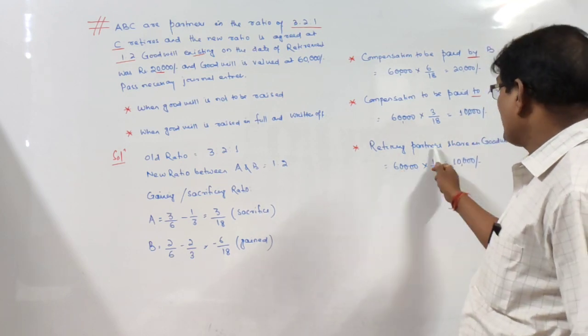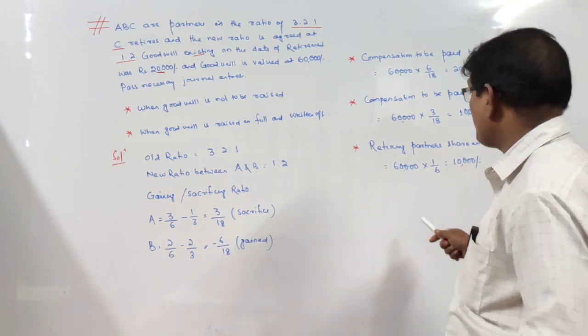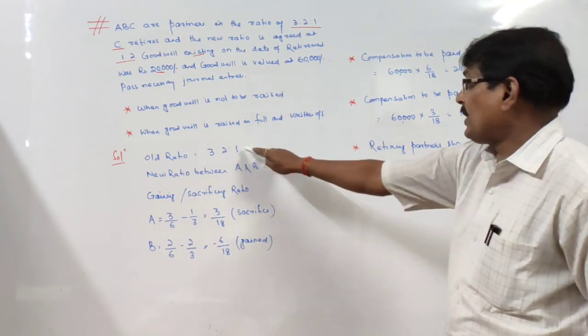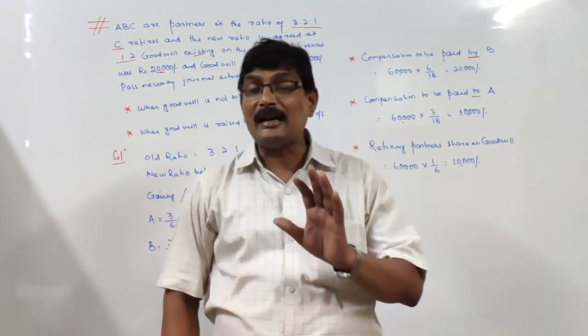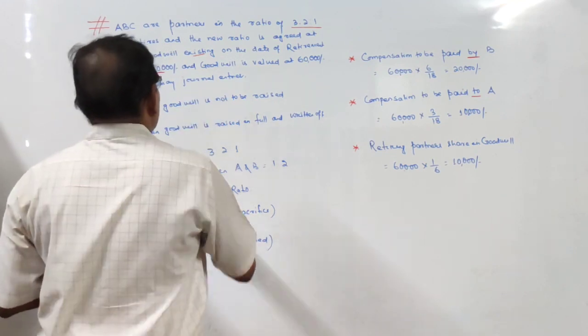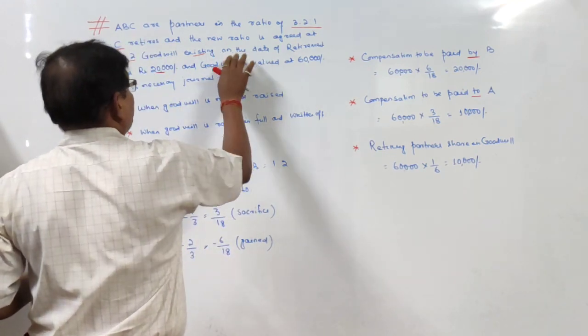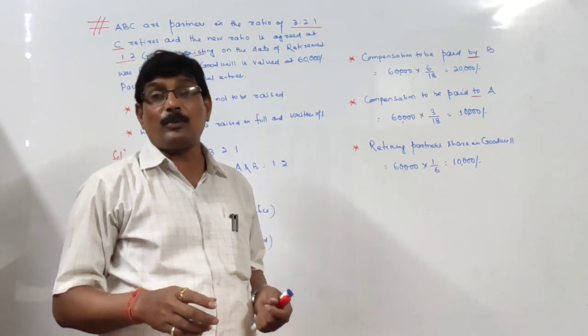Now the retiring partner's share in goodwill, which is to be compensated by the gaining partner, that is B, will be 60,000 into 1/6, that is 10,000. Right? So now we will pass the necessary journal entries. Now, the existing goodwill is how much? Existing goodwill is 20,000.